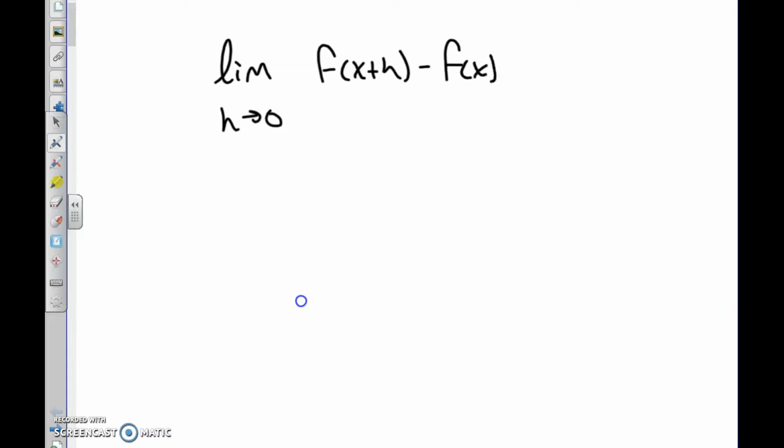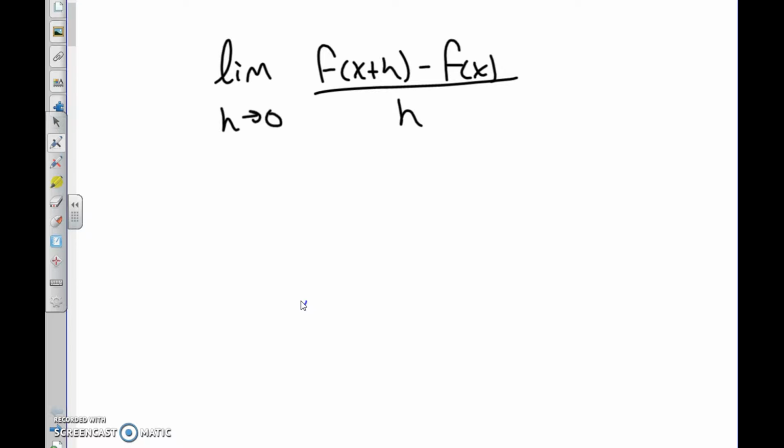Guys, today we're going to do a review over the definition of derivatives using the difference quotient with a limit approach. If we remember what that is, it's the limit as h approaches 0 of f of x plus h minus f of x all over h. And by doing this, we're going to be able to find the derivative of a function.